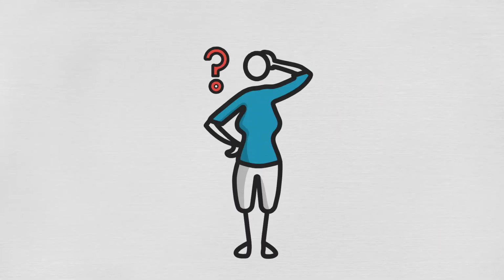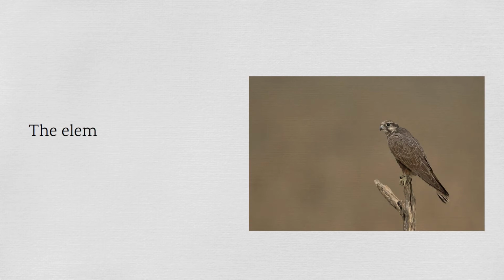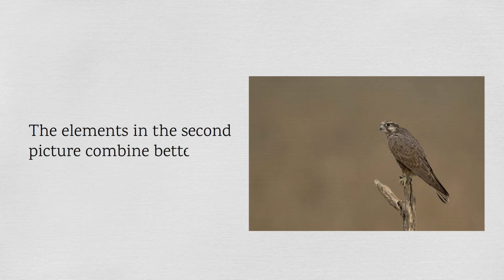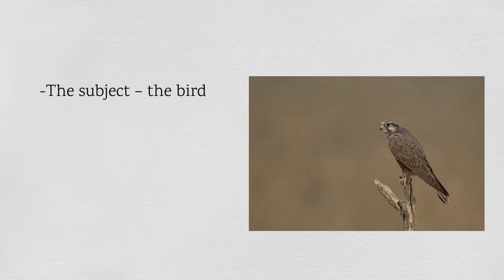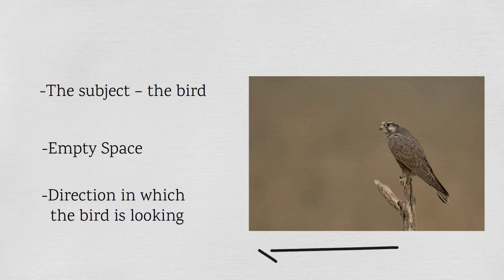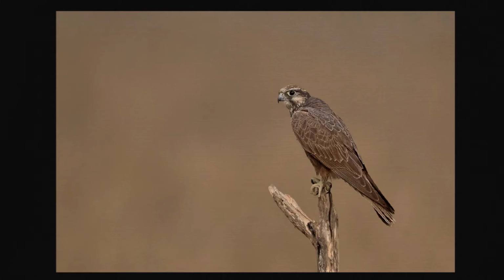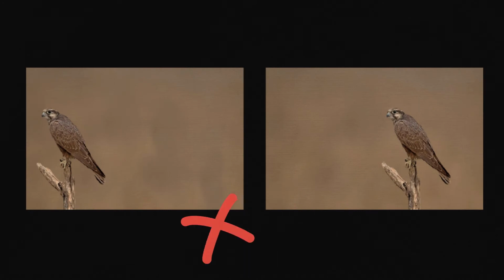Why is it so? It is so because the elements in the second picture combine better to provide an appealing picture. What are the elements we are looking at? We are looking at the subject, the empty space, and also the direction in which the subject is leaning or looking towards. If all of them combine together, then you get a very good picture where, for example, in this picture, the subject is looking in a particular direction, the empty space is in that direction, and thereby the picture looks much more appealing than the previous one.